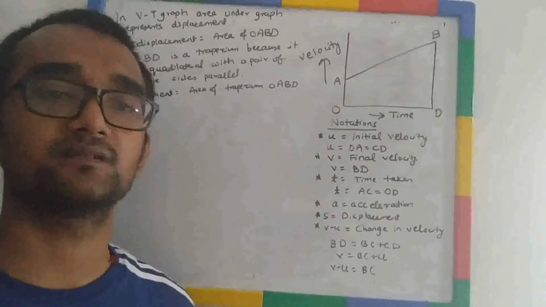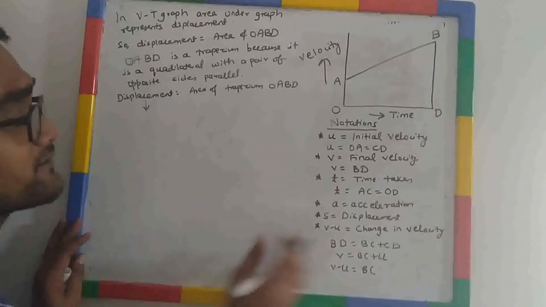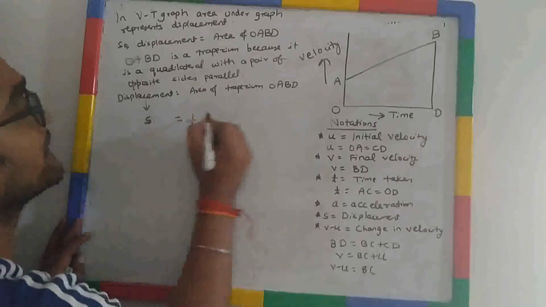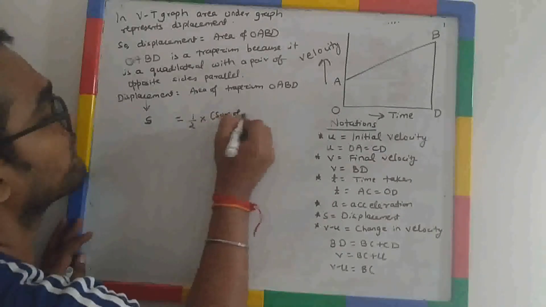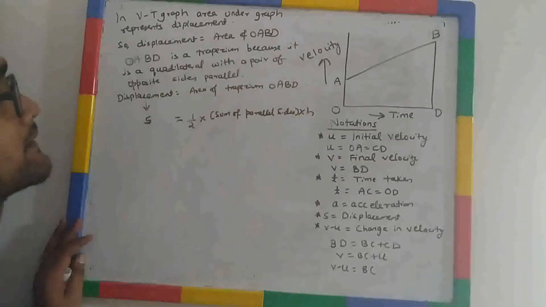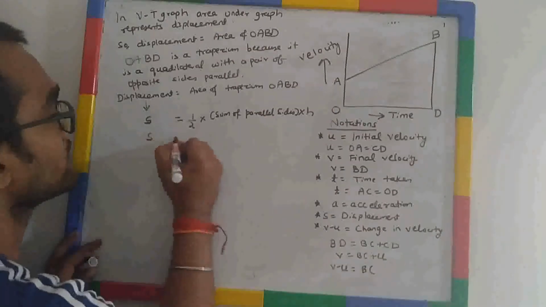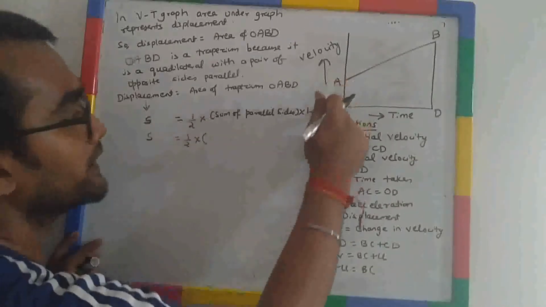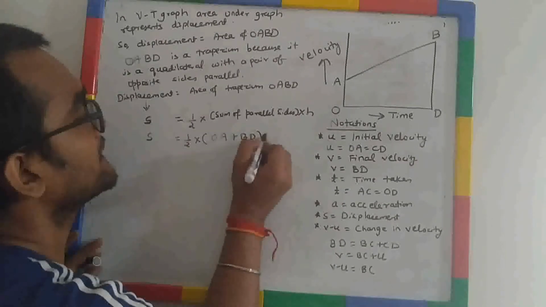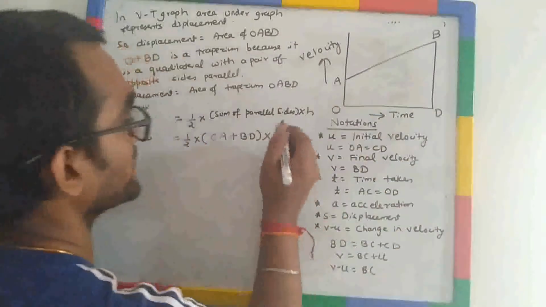The area of a trapezium is half into sum of parallel sides into height. So, in place of displacement from the notation, I will write S and I will write the formula of area of trapezium: half into sum of parallel sides into height. From the figure, I will insert the values of parallel sides and height. Now S will be equal to half into OA, one parallel side, plus BD, another parallel side, and the height is, as you can see, this is an inclination, so it cannot be the height. Height is OD.